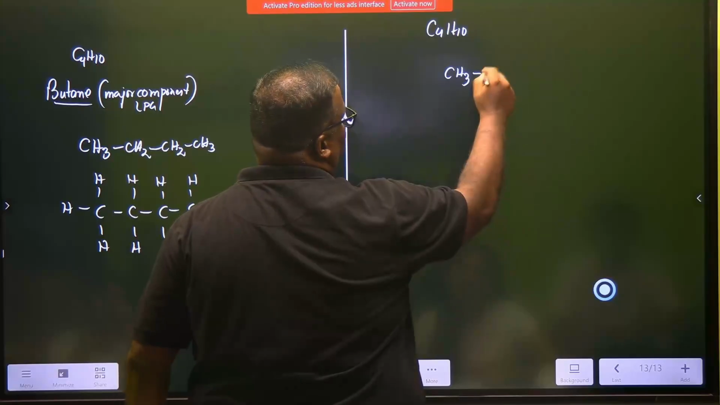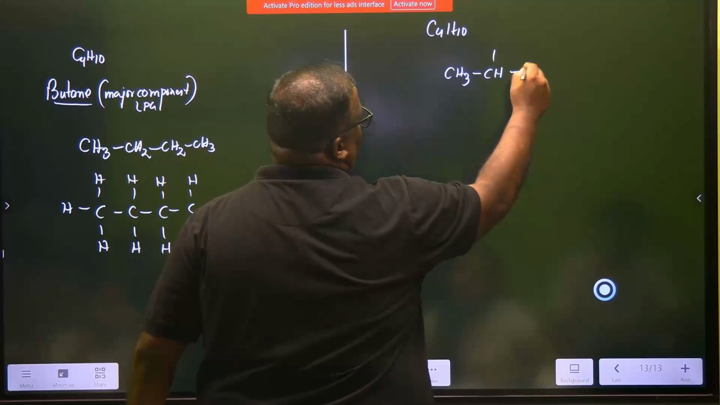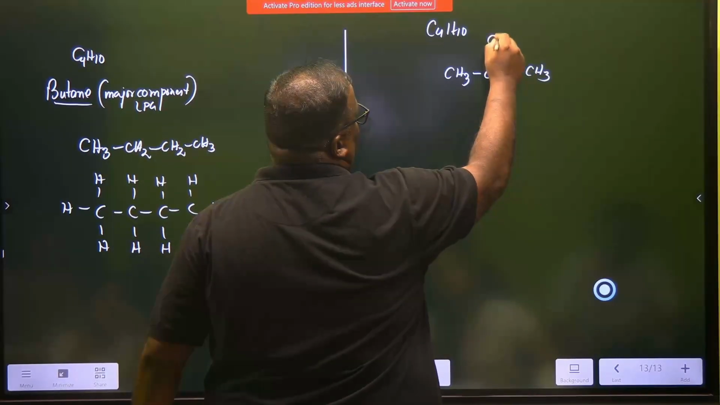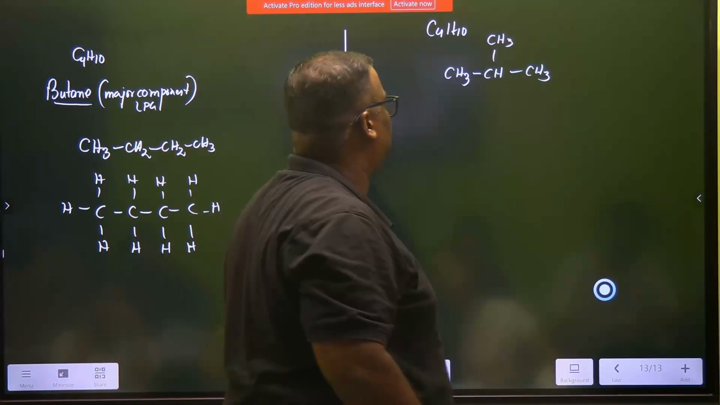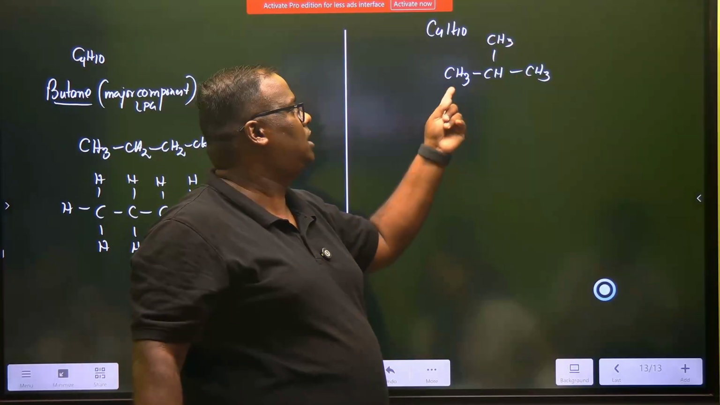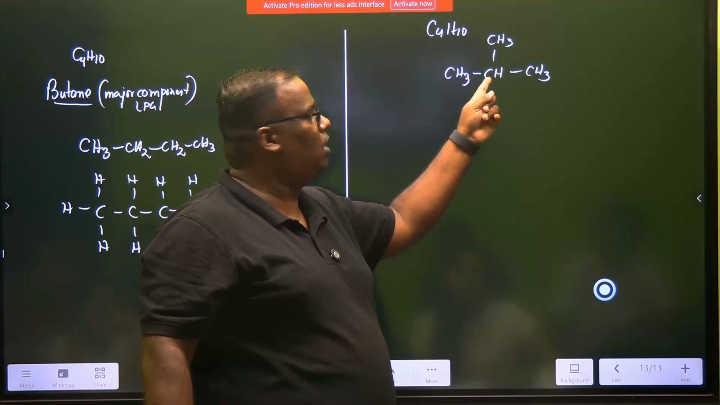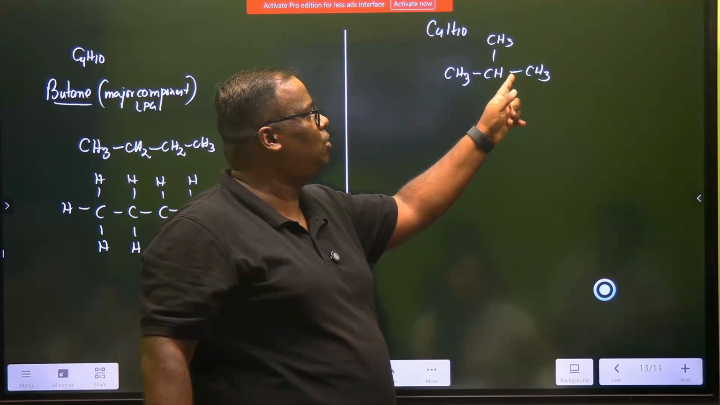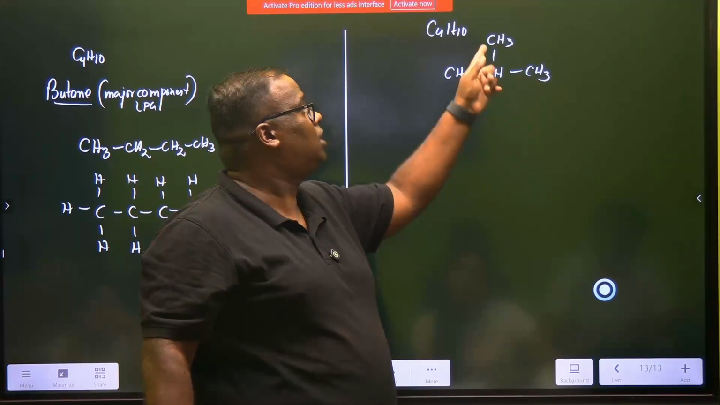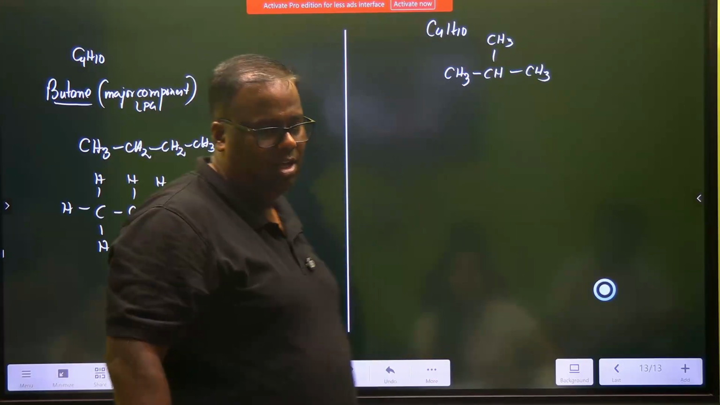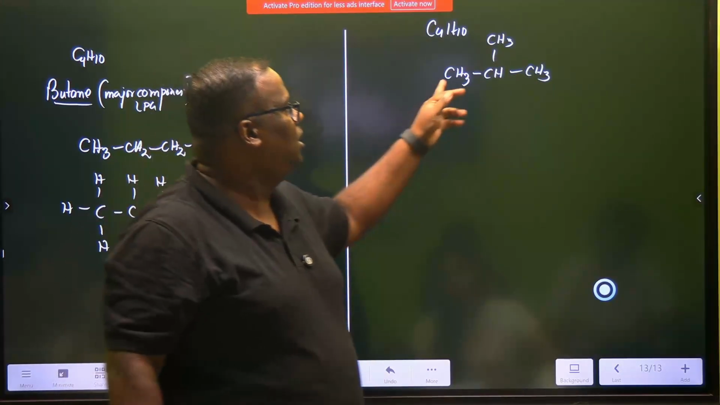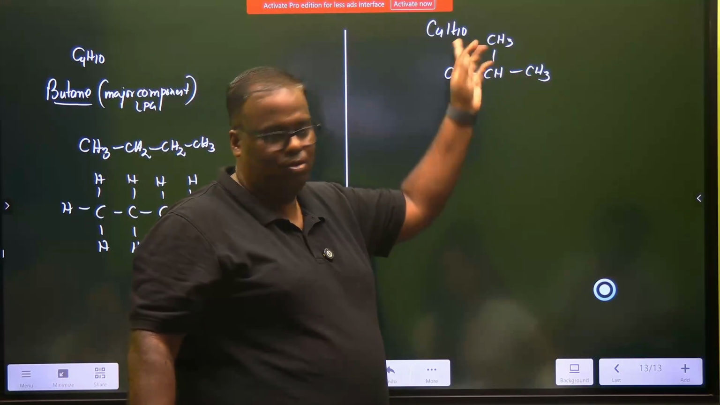Look at this compound. Let's first see the valency. This carbon should have 4 valencies satisfied, 3 with hydrogen and 1 with this. This carbon has got 1, 2, 3 and 1 with hydrogen satisfied. This carbon has got 1 here and 3 with hydrogen. This carbon has got 3 with hydrogen, all satisfied. Can you count how many hydrogens there are? 3, 3, 6, 3, 9 and 1, 10. C4H10.